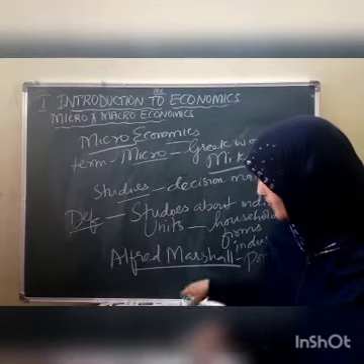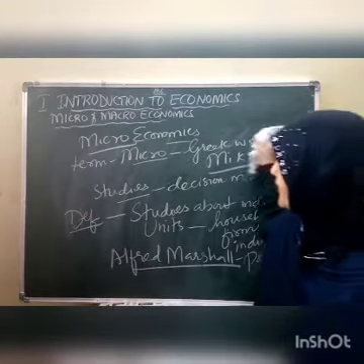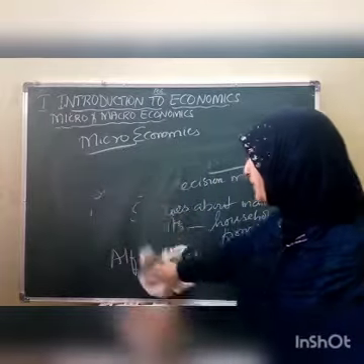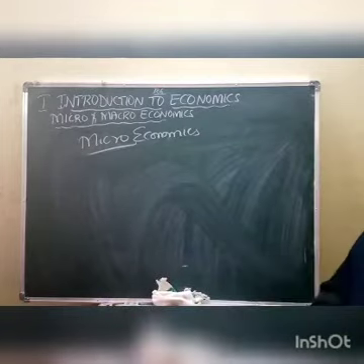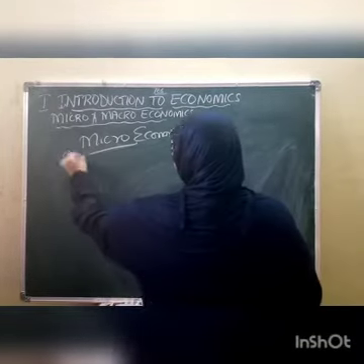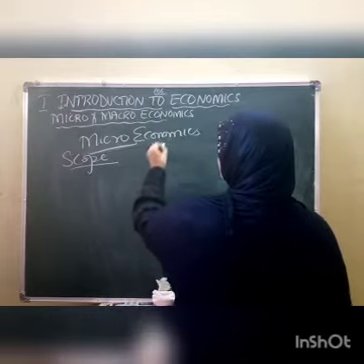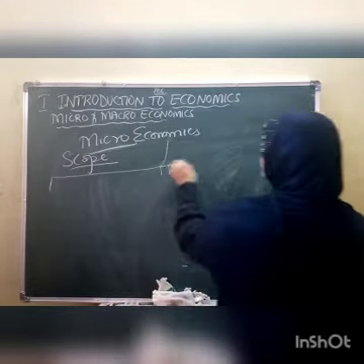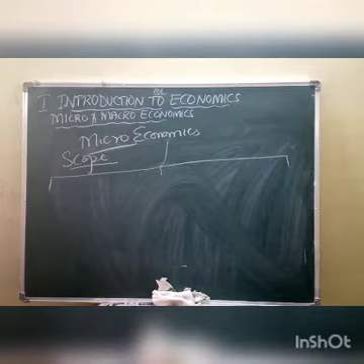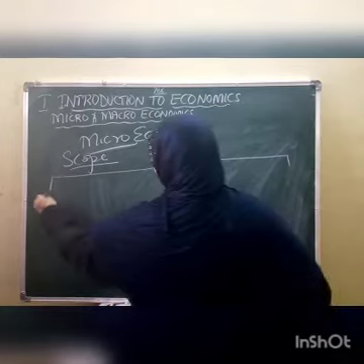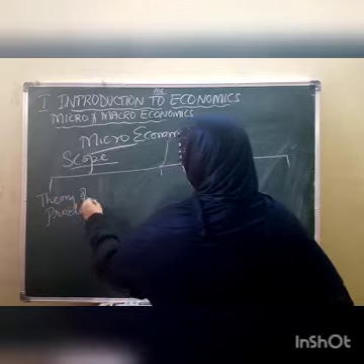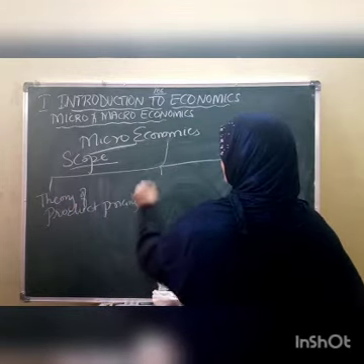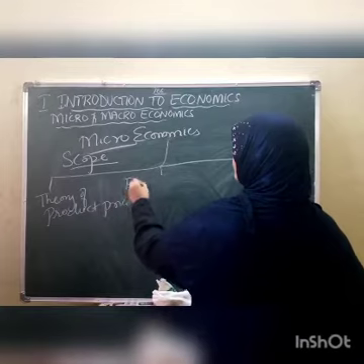Now we are going to discuss the scope of microeconomics. Microeconomics is divided into three fields. What are the three fields of microeconomics? The three fields are the theory of product pricing and, next, the theory of factor pricing.